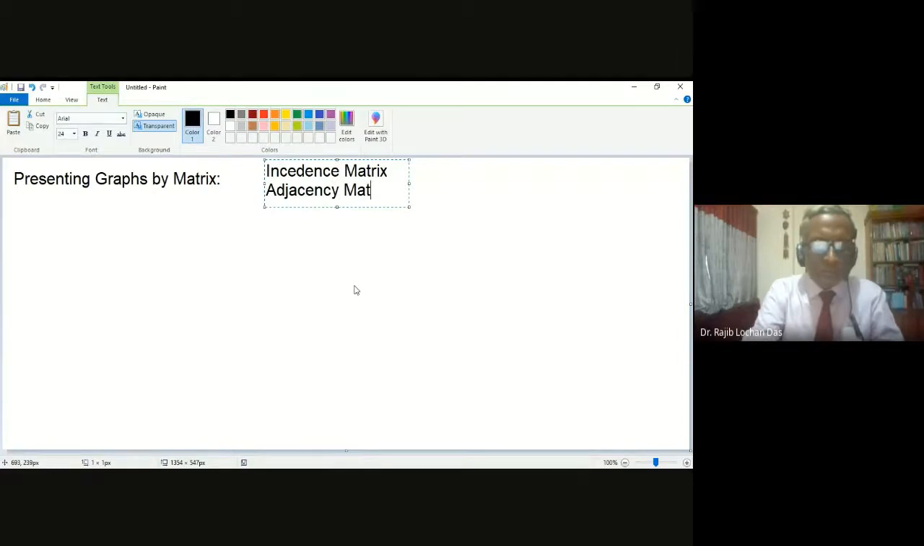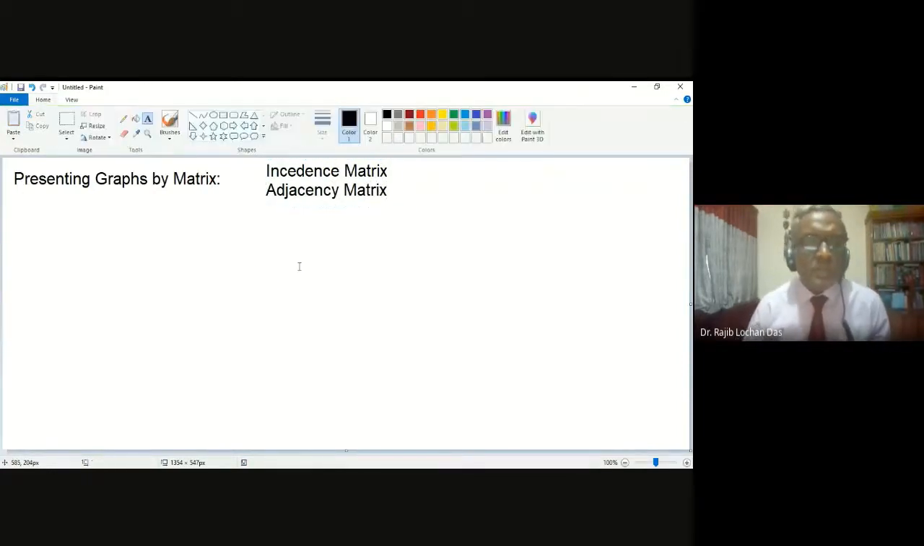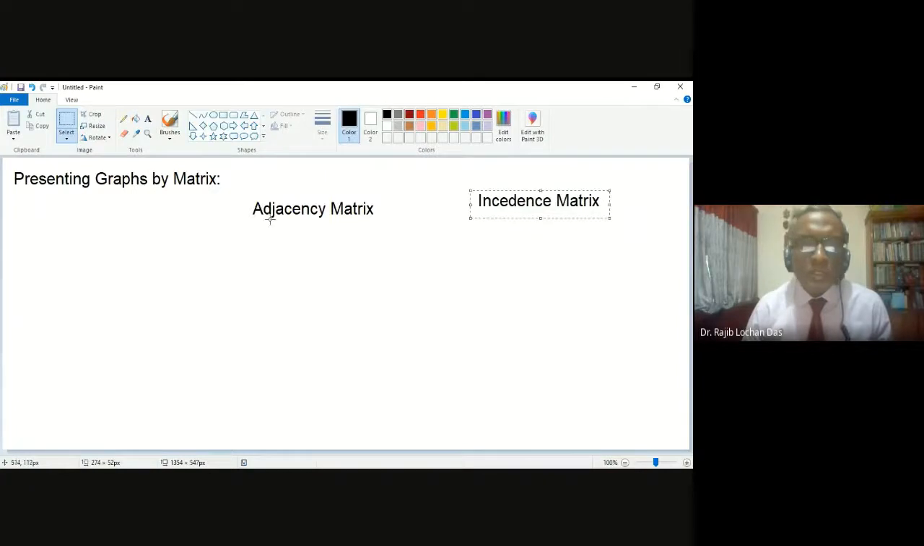Adjacency matrix. So what is adjacency matrix? What is incidence matrix? We will talk. So adjacency matrix, okay, let me have the graph example first, then we make the matrices.